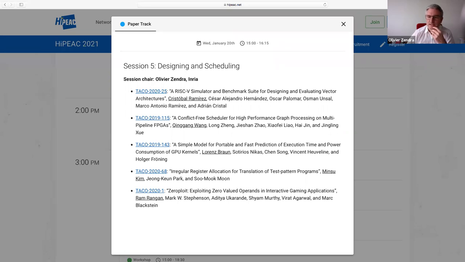Cristóbal Ramírez is in the last year of his PhD in computer architecture at Polytechnic University of Catalonia. His thesis work is focused on reconfigurable vector architectures. He's also a research engineer at Barcelona Supercomputing Center, BSC, where he is part of the RTL team in charge of developing a vector engine as one of the essential points to develop power efficient and high throughput accelerators for the European Processor Initiative project. So Cristóbal, the floor is yours.